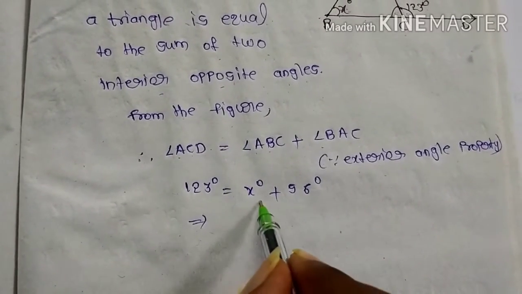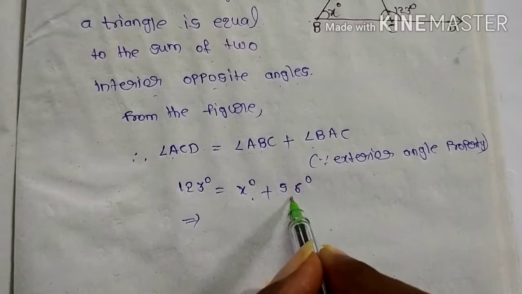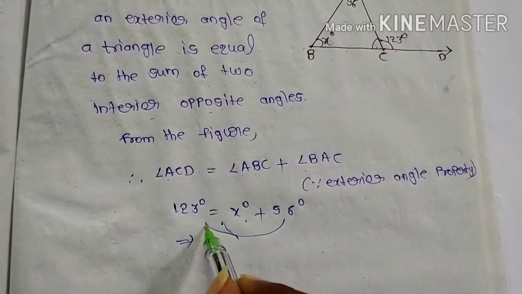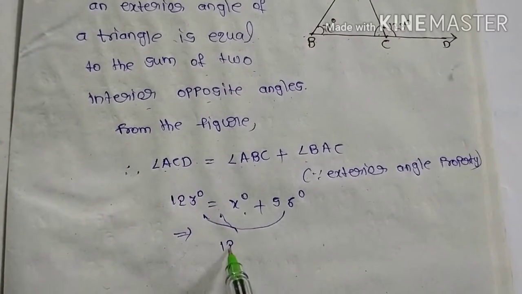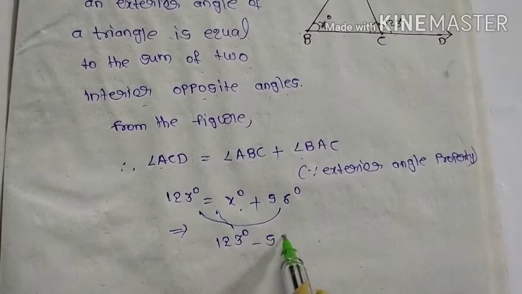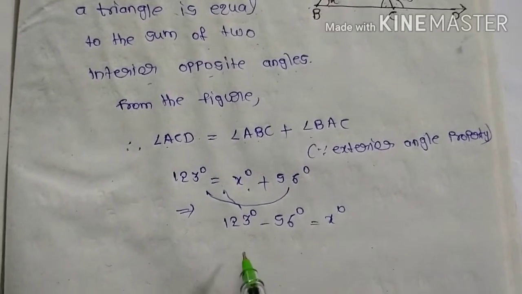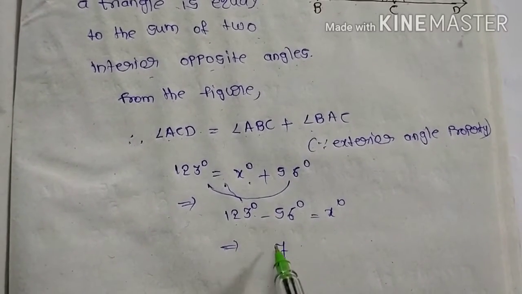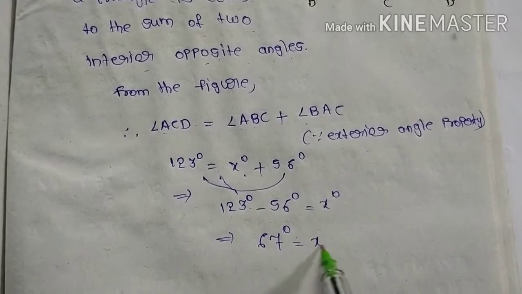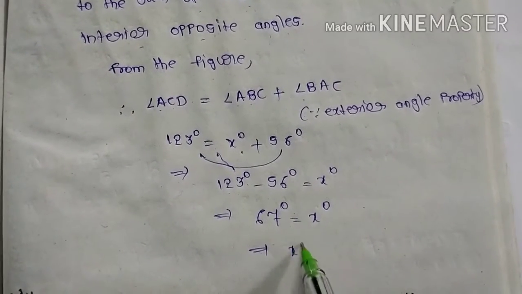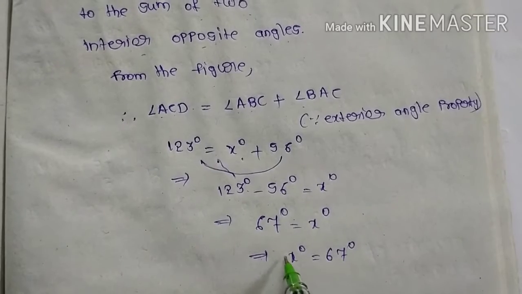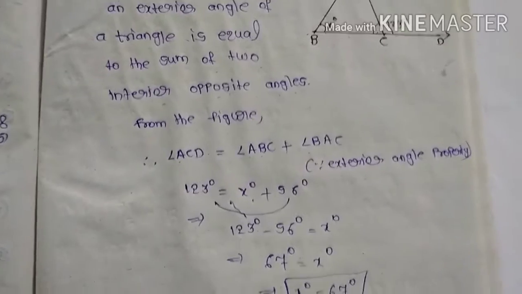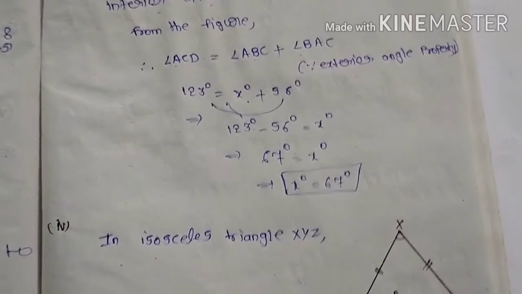See here, we need to find only the x value. Yes or no? So can I transpose 56 to LHS or not? Yes or no? That means can I write here 123 degrees minus 56 degrees is equal to x degree. 123 minus 56 how much? 13 minus 6 is 7 only. Here 11 minus 5 is how much? 6 only. 67 degrees is equal to x degree. That means x degree is equal to 67. They are asking just to find the value of x only. x is equal to how much? 67 degrees.